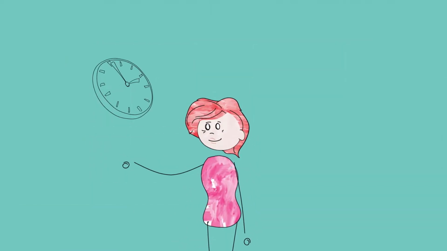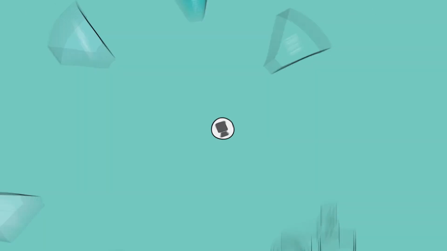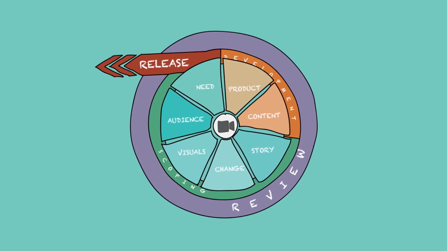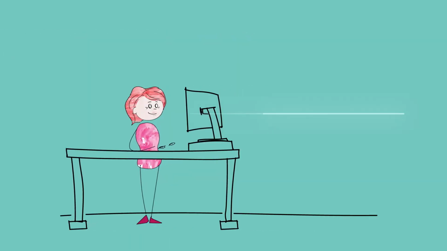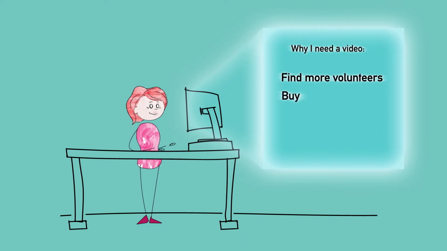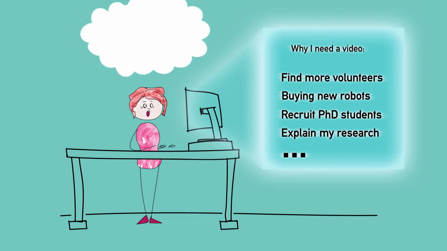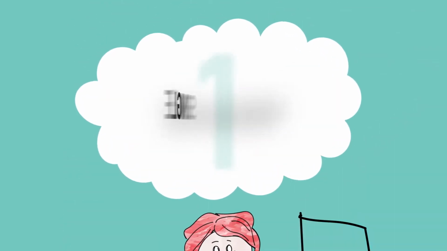Polly has time and resources to make a video about her research. She's using the media development model to improve her chances of making a video that delivers impact. She starts by listing the reasons for needing a video, but soon realises that her list is too long. The model recommends keeping videos short, sharp, and focused on addressing a single need.